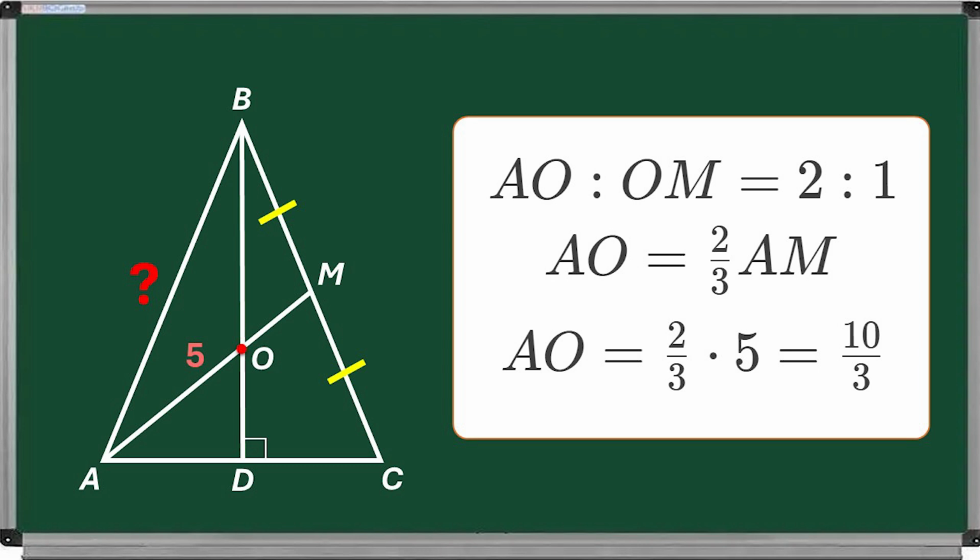Next, we will find the length of segment AO. We are given that the median AM has a length of 5. The medians intersect at point O, which divides AM in a 2-to-1 ratio. This means the segment AO is 2/3 of the total length of the median AM. To calculate this, we multiply 2/3 by 5, which gives us 10/3 for the length of AO.